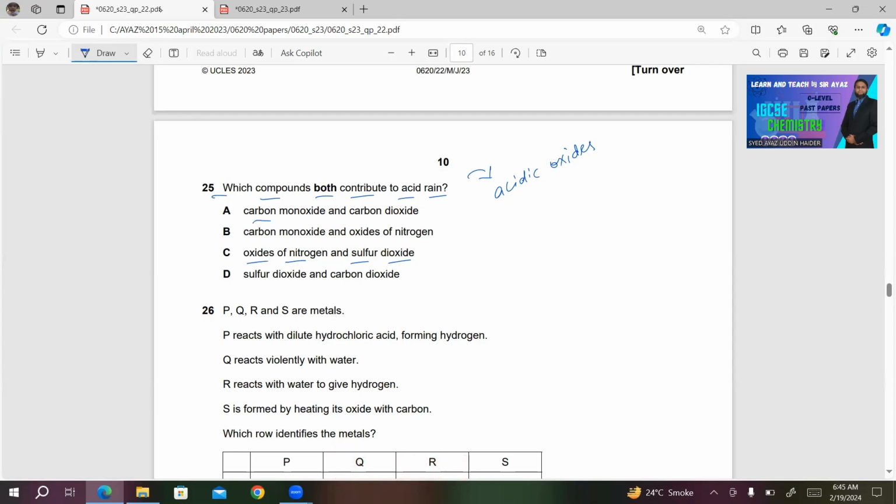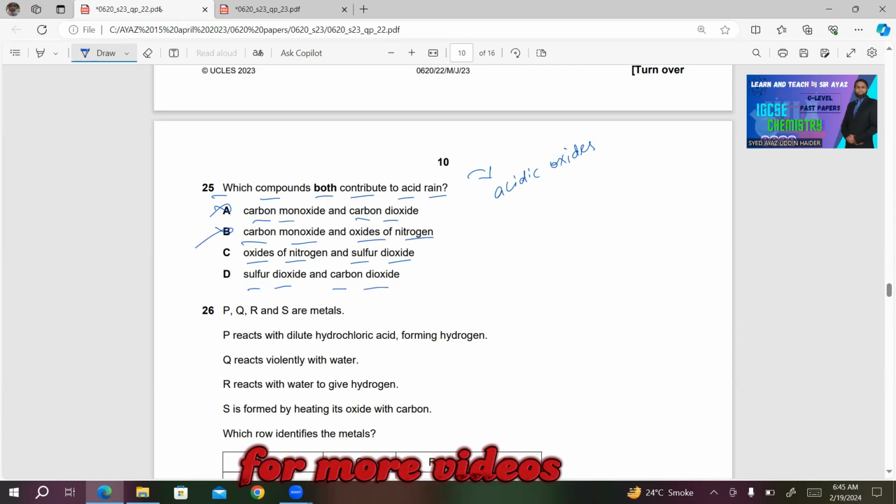A, carbon monoxide and carbon dioxide. This can't be correct because carbon monoxide is neutral. B, carbon monoxide and oxides of nitrogen. This is also incorrect. D, sulfur dioxide and carbon dioxide. Now, carbon dioxide is not considered the main culprit in the formation of acid rain. So obviously choice C will be the right answer for this question.